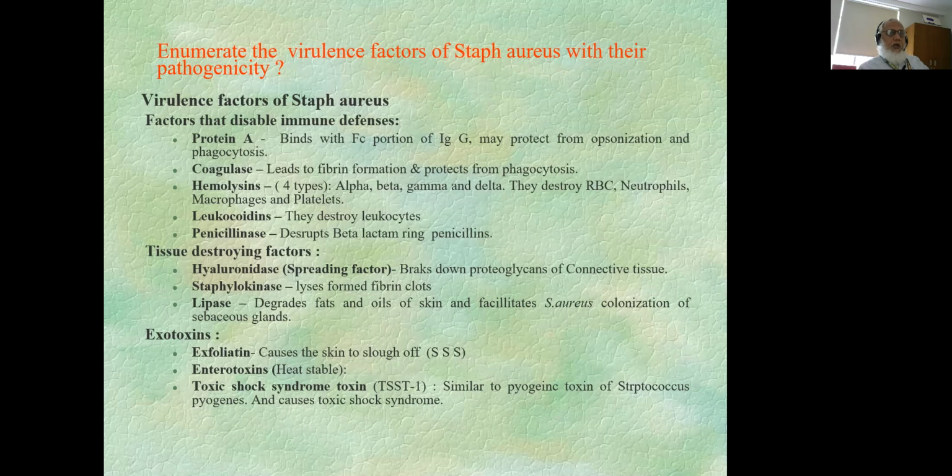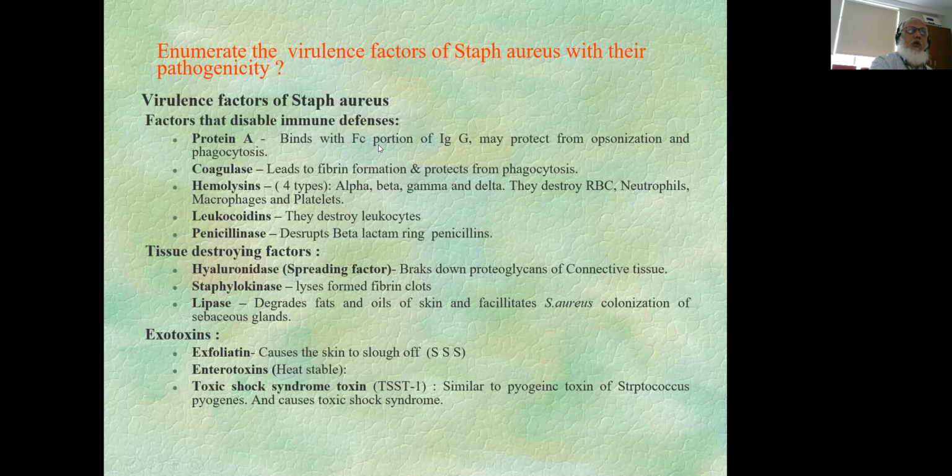As it causes many diseases, sometimes it is asked what are the important virulence factors of Staph aureus. Important virulence factors can be divided into three categories: factors that disable immune defense, factors that destroy the tissue, and exotoxins. Factors that disable or interfere with immune defenses are protein A, coagulase, hemolysin, leukocidin, and penicillinase.